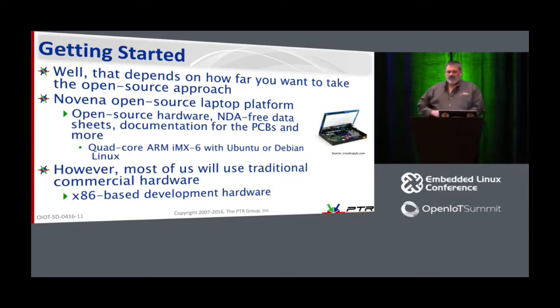Now, if we were to go hardcore on open and try to do everything as an open system, well, this is one way to do it. This one is a Novena open source laptop. It's a completely open source laptop. It has a quad-core ARM i.MX6, a Cortex-A9. It runs Ubuntu or Debian Linux, either one. I mean, it's like $1,200 for these things, but it's open source BIOS, open source everything. The hardware is open source. You can do daughter boards for it. It's a really cool solution, and I know a couple of people who have one of these things, and they really like it.